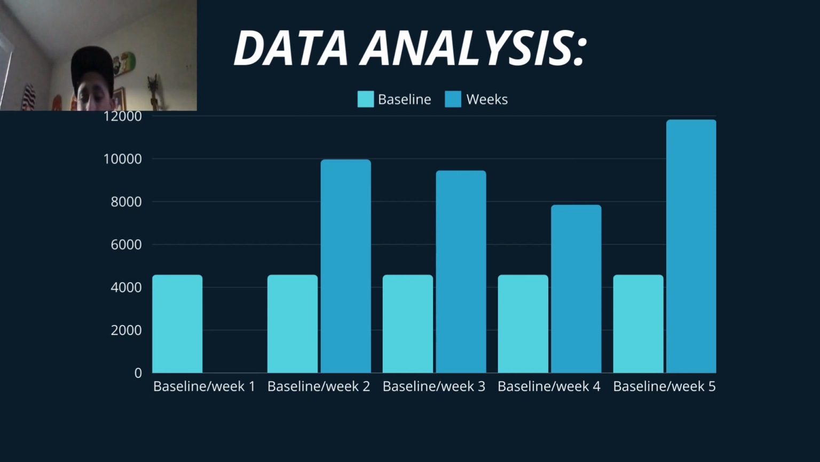In the third week, they averaged 9,461, which was an average increase of 975 steps when compared to baseline. Fourth week was 7,857 steps, which was an increase of 654 steps per day. And in the fifth week, they averaged 11,834 steps, which worked out to an increase of 1,149 steps.